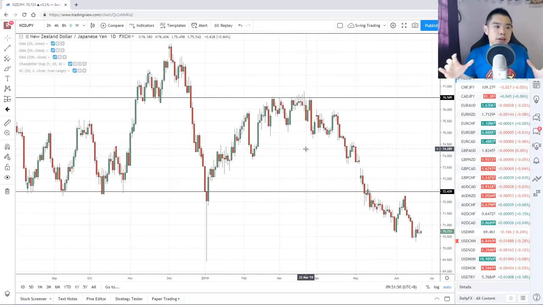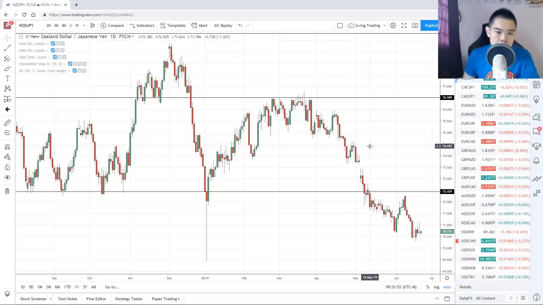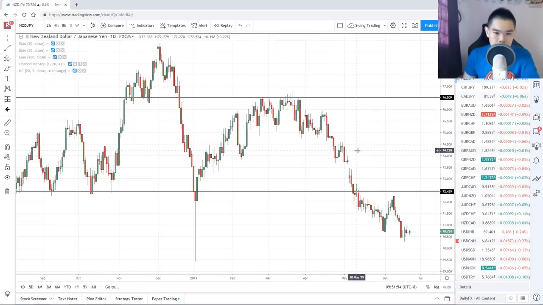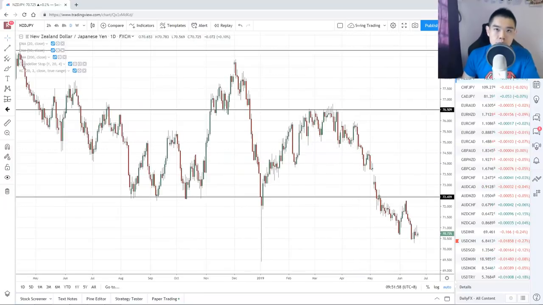Okay, and one last thing: New Zealand yen, this one over here. Let's talk about the same concept again. New Zealand yen is a trade I took. So notice the price again. This is an area of support. Price came in, there wasn't actually any strong price rejection, and then it consolidated over here before it broke down.